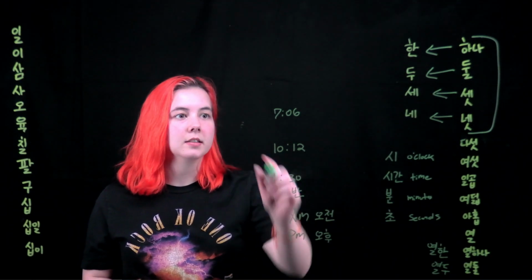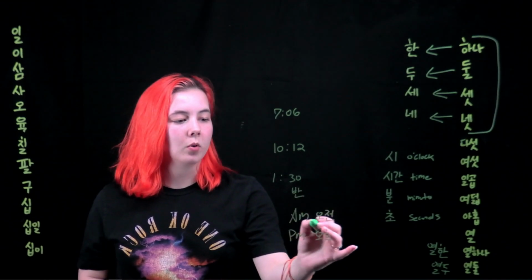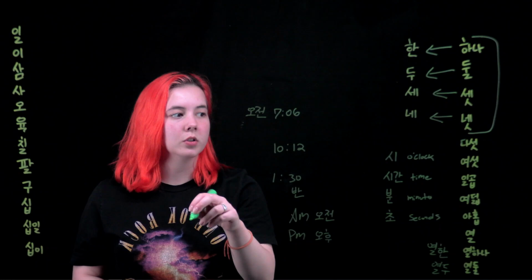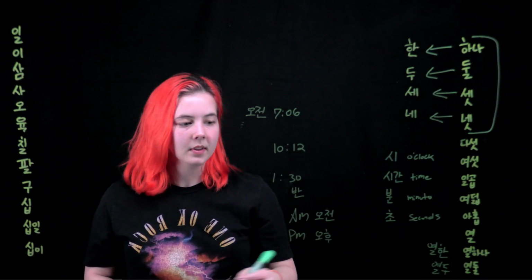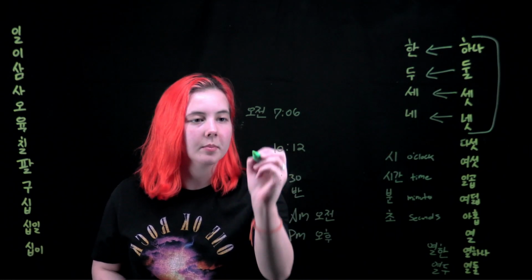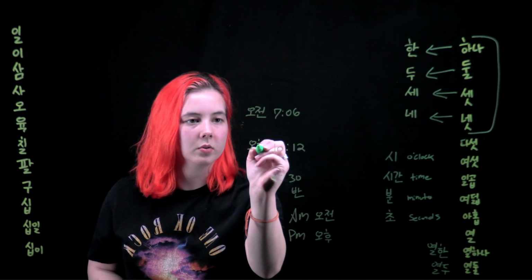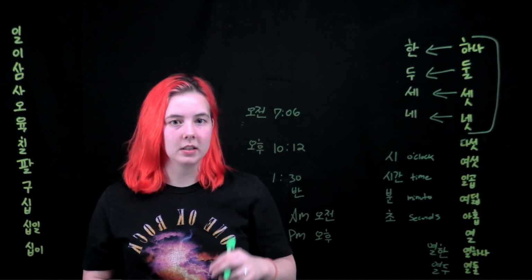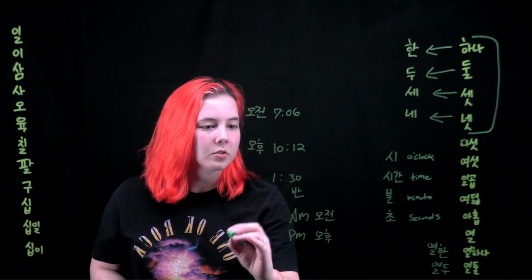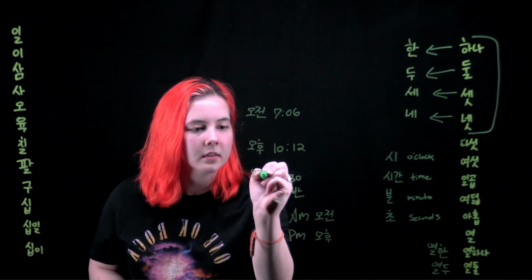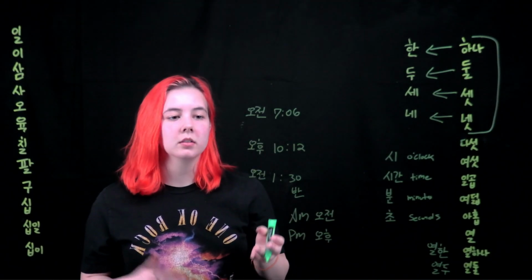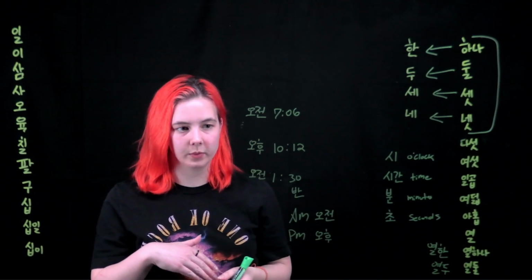So if I want to say 7:06 AM, I'll put 오전 in front, and it will be 오전 7시 6분. If I want to say 10:12 PM, once again, I'll put that 오후 in front, and it will be 오후 10시 12분. Let's do one more AM. So that's 오전 1시 반, or 오전 1시 30분.